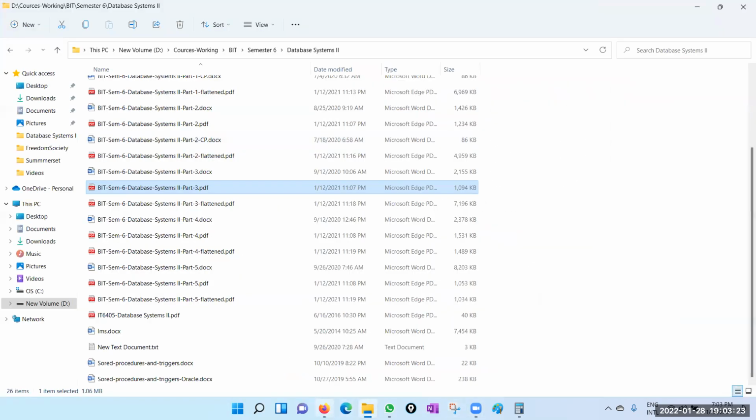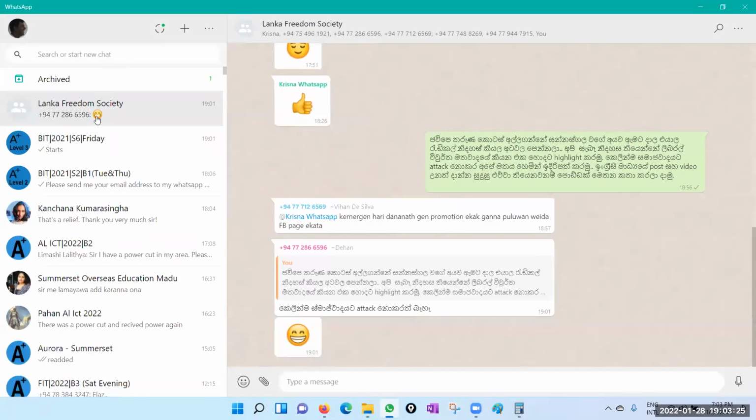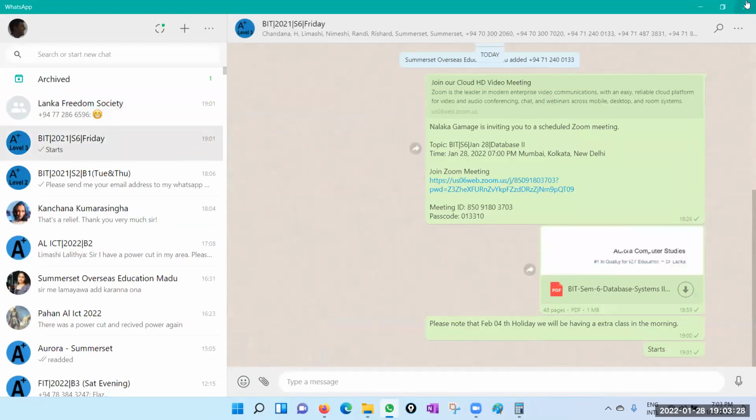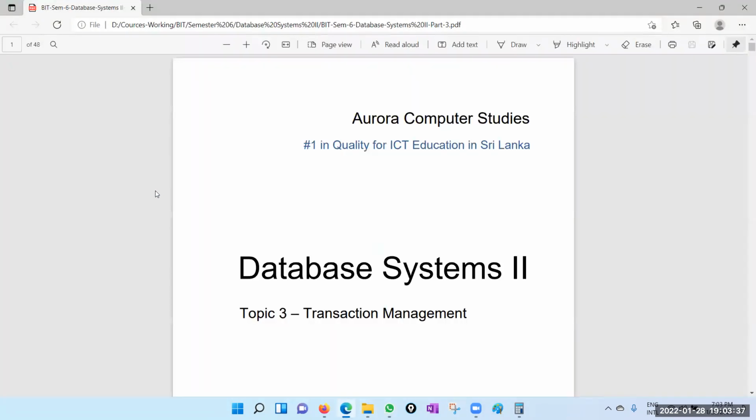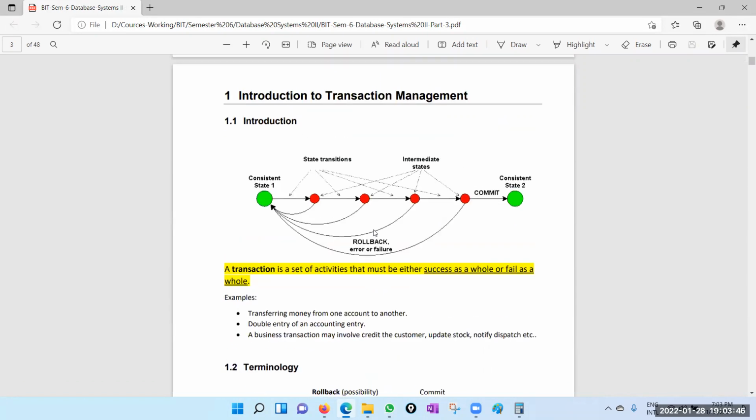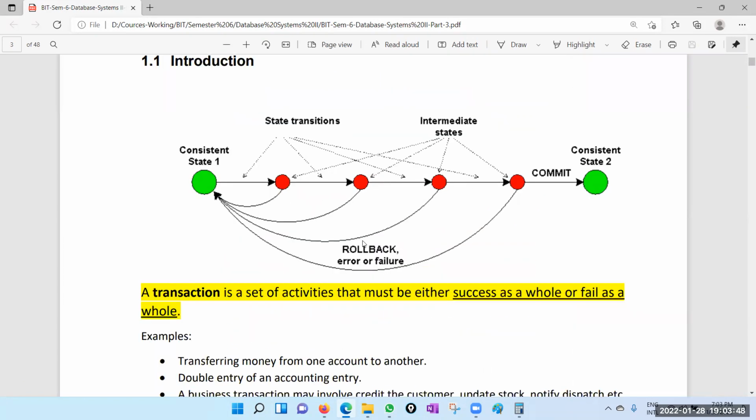I shared the transaction note. Today we'll finish the transaction as much as possible. This is the most complicated topic other than the index part. Transaction management. I'll be going very fast because this is not as fussy as the index topic. The only thing is you have to pay a lot of attention, and if you lose track somewhere, from that point onwards you are going to lose everything.